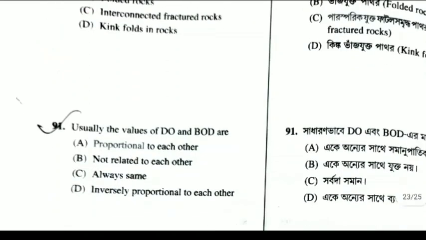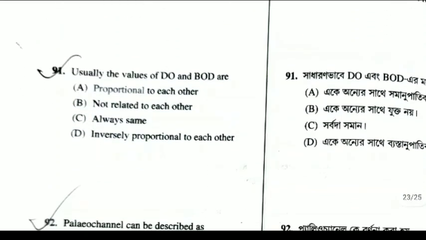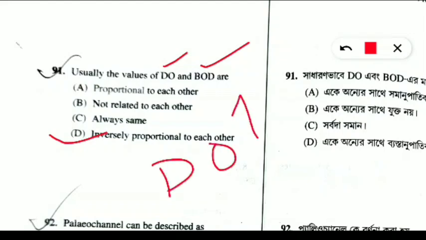Coming to the next question, question number 91. Usually the values of DO, that means dissolved oxygen, and biochemical oxygen demand, in what way are they related? So here they are inversely proportional to each other. Yes, if the dissolved oxygen content is more, the biochemical oxygen demand will be less. Similarly, if the dissolved oxygen content is less, the biochemical oxygen demand will be more. So vice versa. So question 91, option D will be correct.